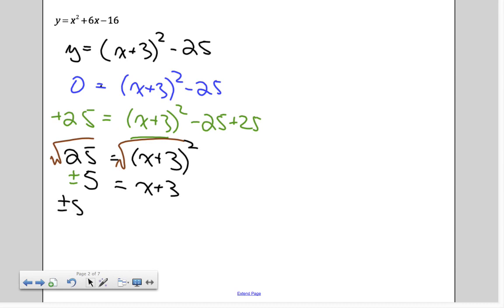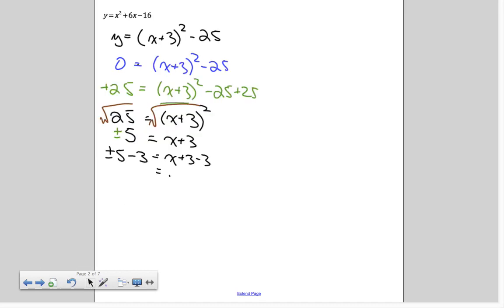So we have plus or minus 5 minus 3, x plus 3 minus 3. Right? So now we're left with x is equal to plus or minus 5 minus 3. Notice that we're going to have two answers here. So therefore, x is equal to positive 5 minus 3, or x is equal to minus 5 minus 3.